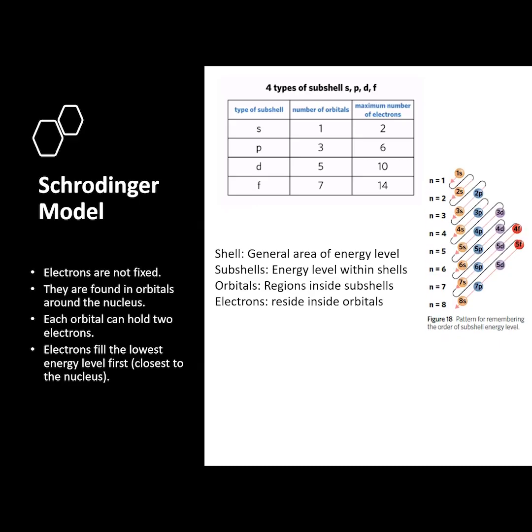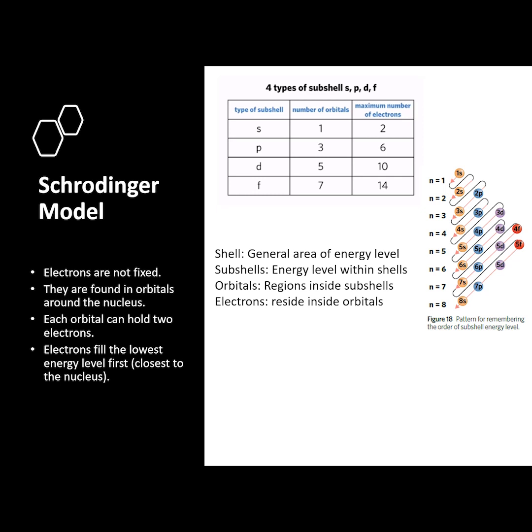This is called the Schrödinger model. So it's basically a more detailed model of the Bohr model. The Schrödinger model believes that electrons are not fixed. They are found in orbitals around the nucleus, and each orbital can hold 2 electrons. And also electrons fill the lowest energy level first, which is the closest to the nucleus.